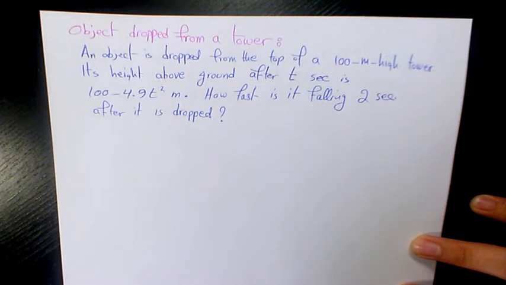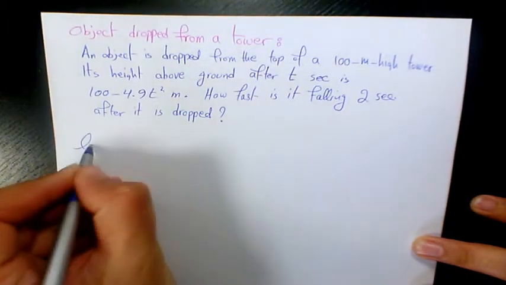The first one is object dropped from a tower. An object is dropped from the top of the 100-meter high tower. Its height above ground after t seconds is 100 minus 4.9 t squared meters. How fast is it falling 2 seconds after it is dropped?